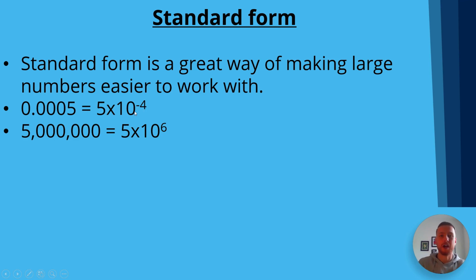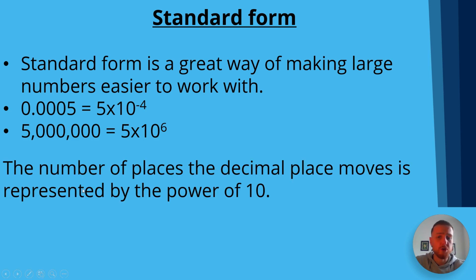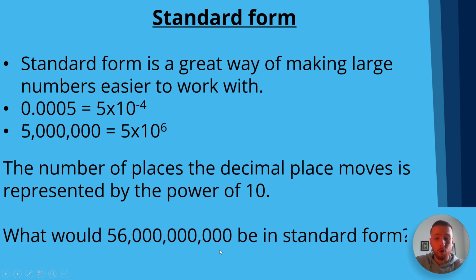And basically, it's just the direction you move the decimal point that decides whether it's a positive 10 to the power of, or a negative. So the number of places the decimal place moves is represented by the power of 10. So here's a question next of all, guys. What would 56 billion, or 56 with 9 zeros, be in standard form? Pause the video, write down your answer, and we'll go through it.